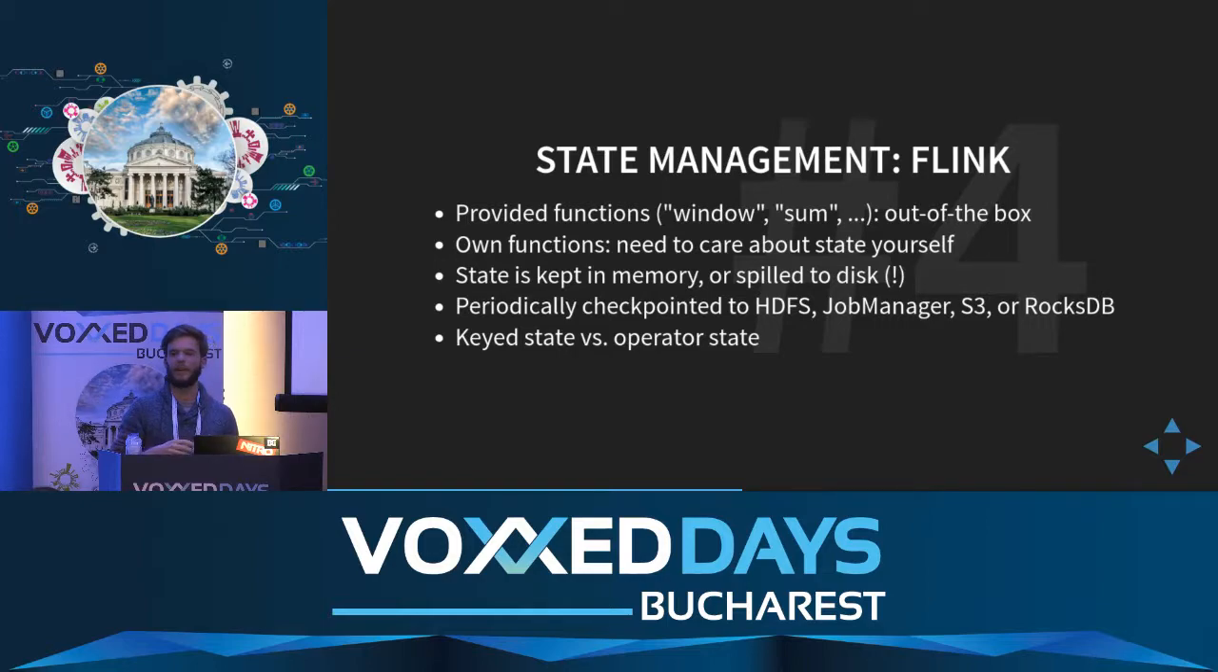The state in Flink is kept in memory, but if it grows too large, it gets spilled on disk. And this is a very important feature, because in Storm, if the state gets too big, it can't handle it anymore, because it will get out of memory exceptions. And Flink does not have this. If the state gets too large, it starts writing it to disk as well.